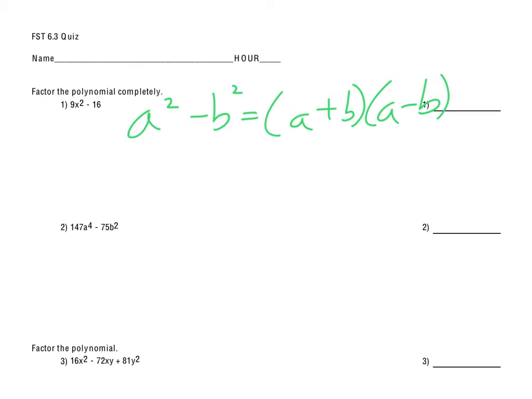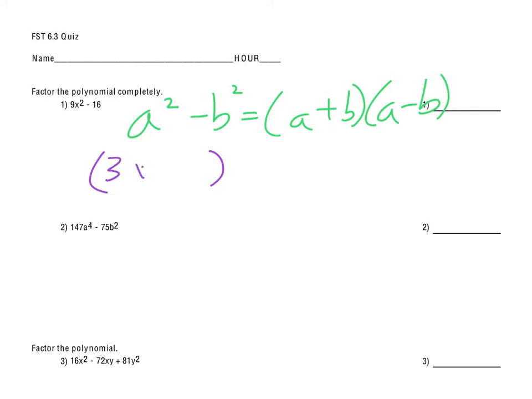Today we're going to be looking at some special factoring patterns. For number 1, we've got 9x squared minus 16. So you want to recognize that that is the difference of two squares pattern, which is a squared minus b squared, and that factors as a plus b times a minus b. So really all I need to do is factor the 9x squared and the minus 16.